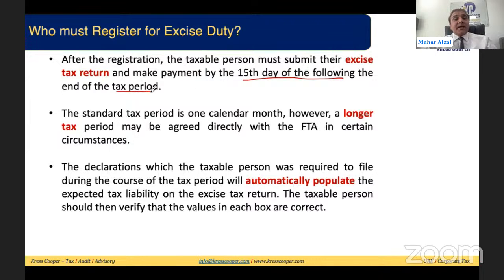The tax period is usually 1 month as per law, but you can take a longer tax period after discussion with the FTA. Whenever the tax period comes to an end, within 15 days from the end of the relevant tax period, you need to log into the Emara portal and populate your excise tax return from the respective declarations. The return will be populated. Review the return, submit it to the FTA, and pay the excise duty as well.